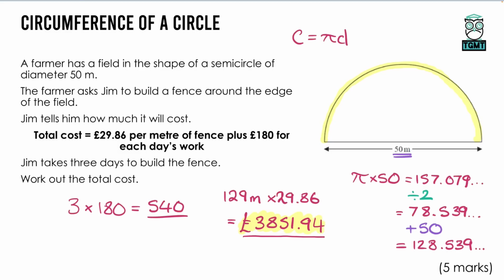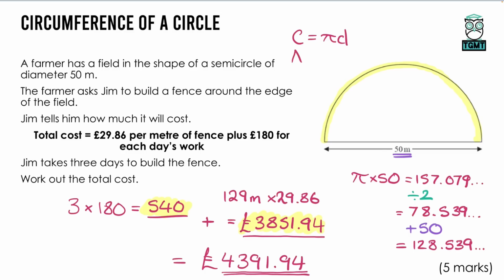Now, of course, the total cost will be the cost of the actual fence plus the cost for the work for each day, and that's 3 days of work. So we need to add those two together. So we'll add £540 to our answer, and that gives us a total cost here and a final answer of £4,391.94. So there we go, that is our final answer for that one, and of course that was looking at circumference of a circle.